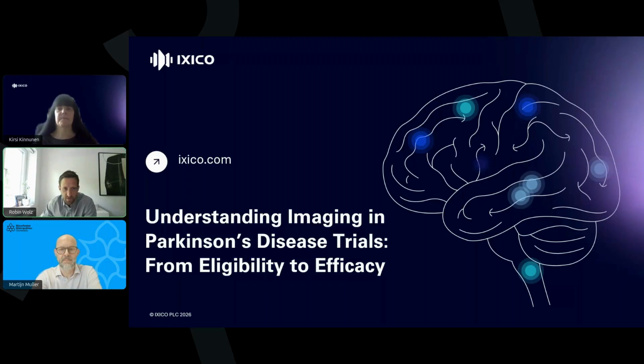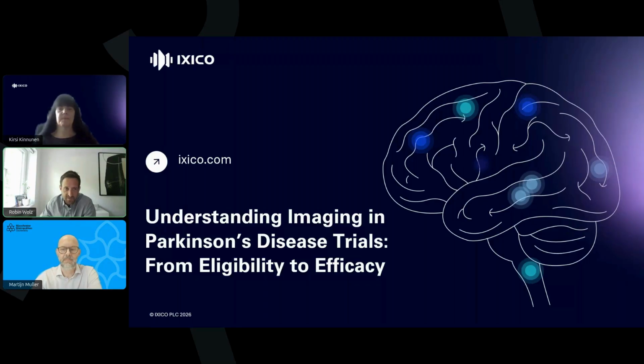We have the webinar structured around 4 central clinical trial applications, each of which represents a stage in a trial's life cycle where imaging can add different value. So we're looking separately at eligibility, enrichment, stratification, and efficacy application in clinical trials.